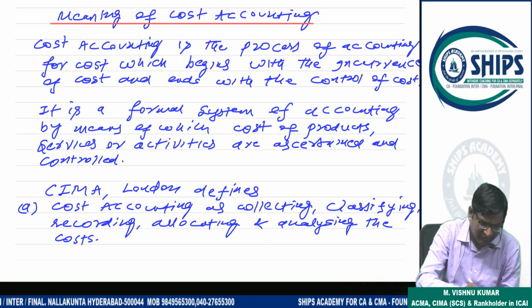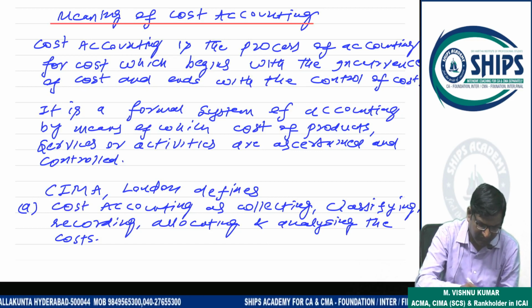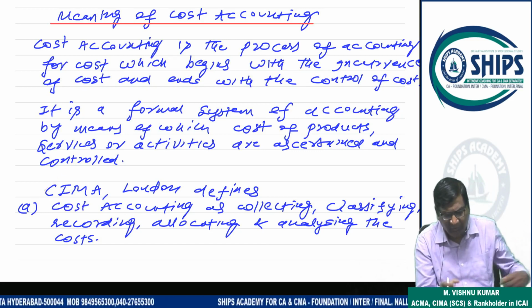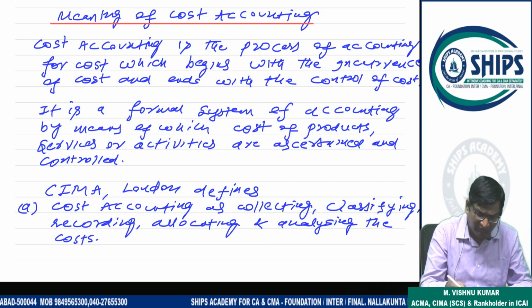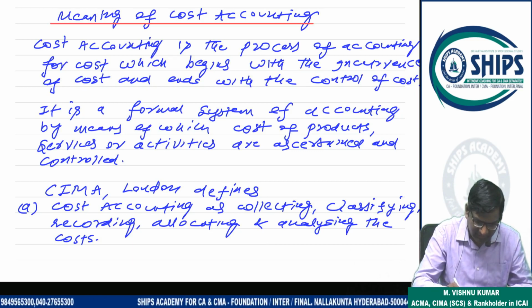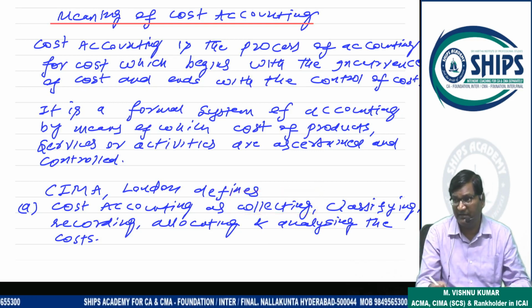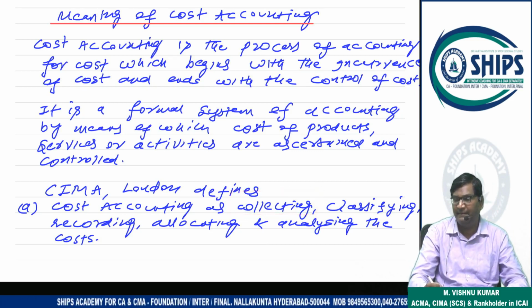So in examination, students have to prefer this definition. Word to word is not important, but you should write in your own words. So the first process in cost accounting is collecting. First cost is collected. From where is cost collected?